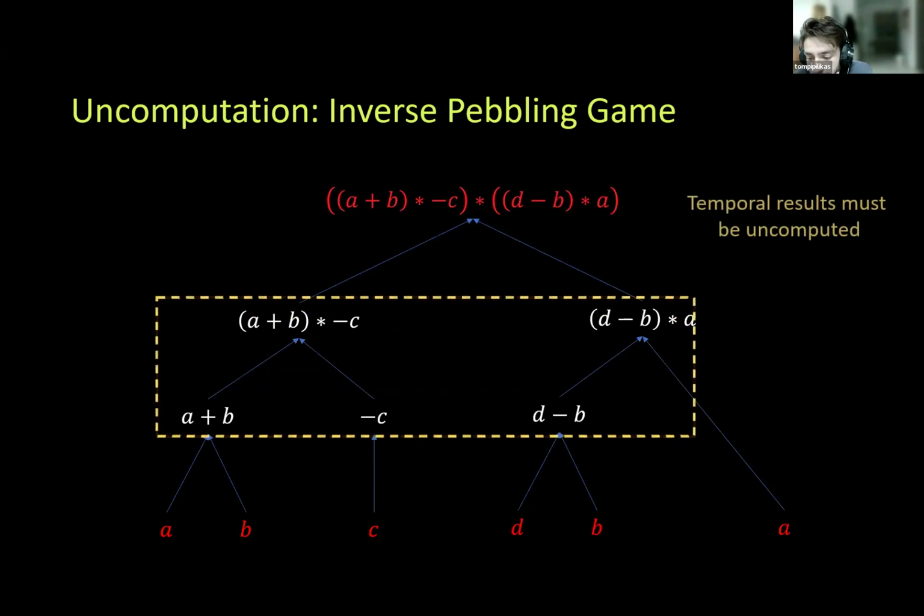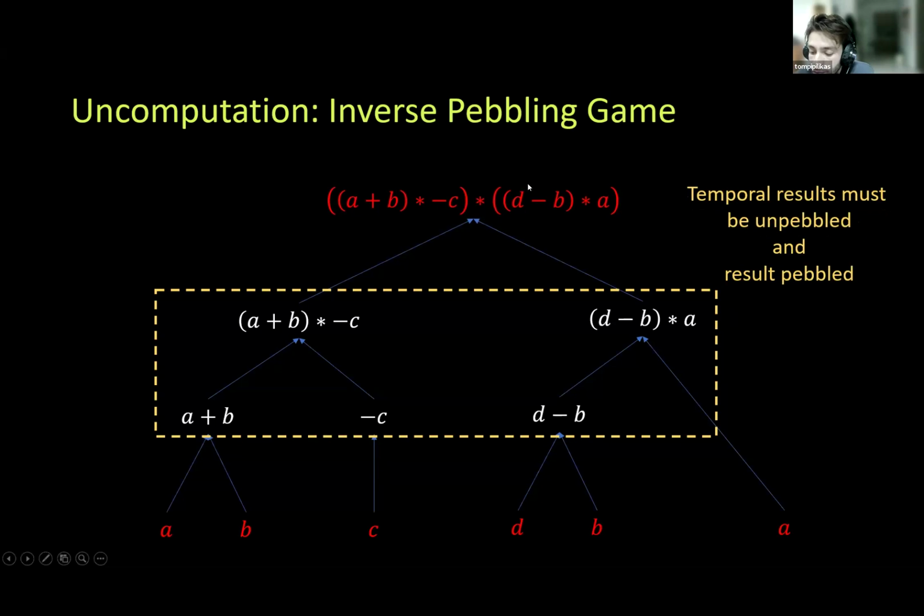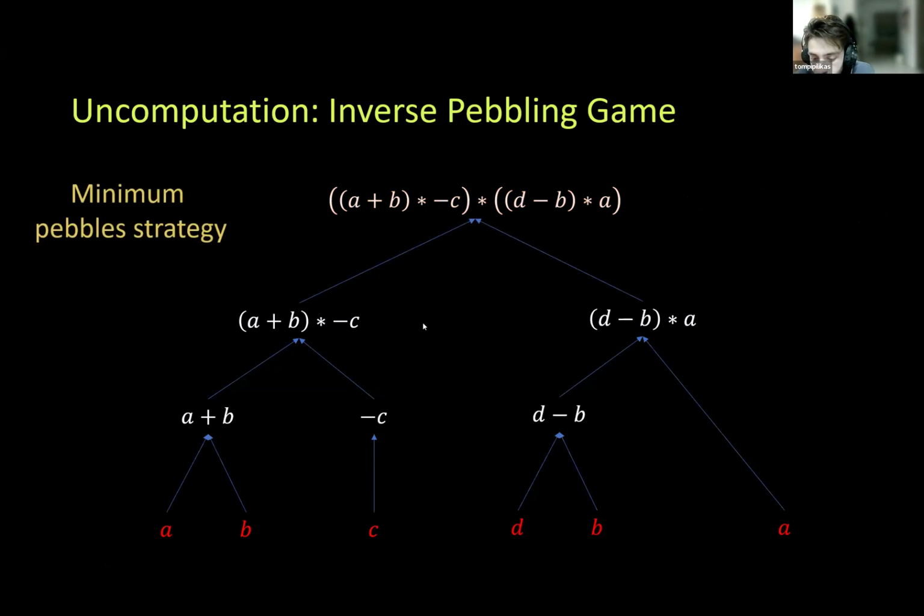We want, after the implementation of the circuit, to keep the result of the expression, but also uncompute all the temporary results. This is exactly the reverse pebbling game, in which we should have the root node pebbled and all the intermediate nodes unpebbled. Let us play with 2 different pebble strategies.